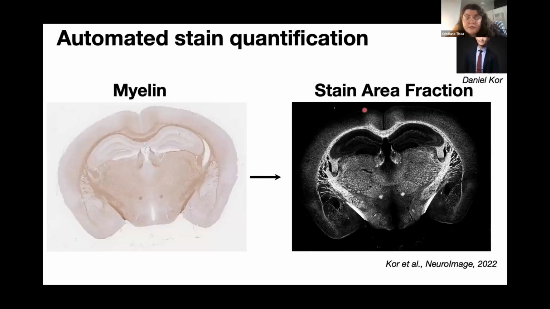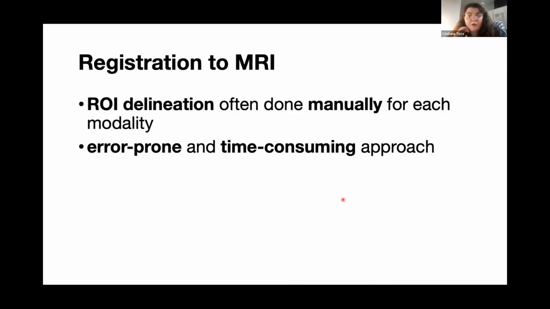So in order to address this, our lab has developed an automated pipeline for obtaining a quantitative staining metric called stain area fraction. So for each individual stain, we get stain area fraction maps, and the stain area fraction represents the fraction of stained pixels within a given area. And these quantitative maps can be directly registered to MRI, which leads us to the next challenge that we face.